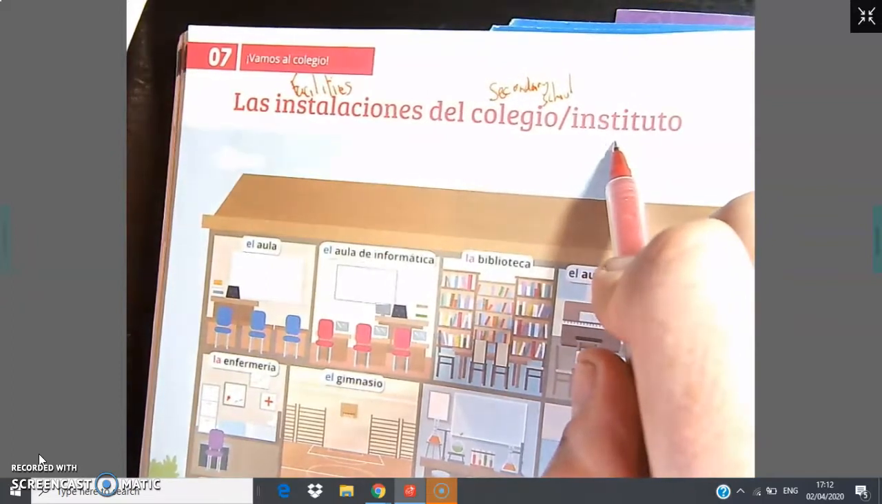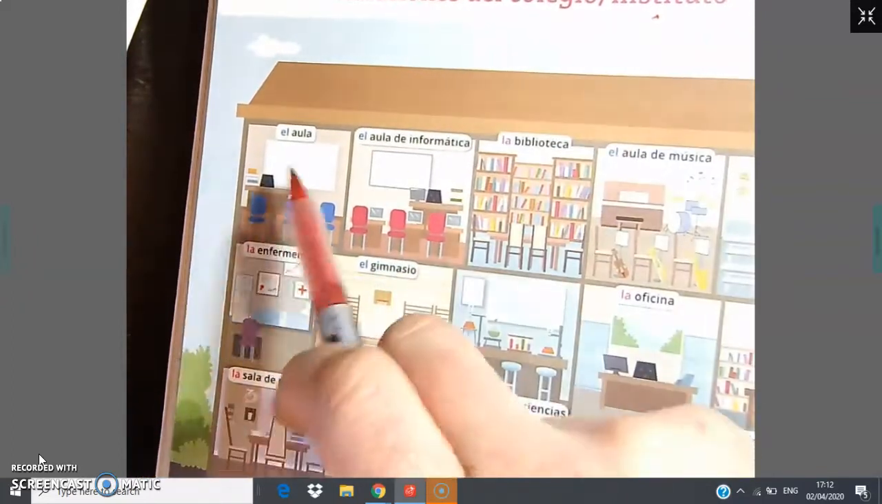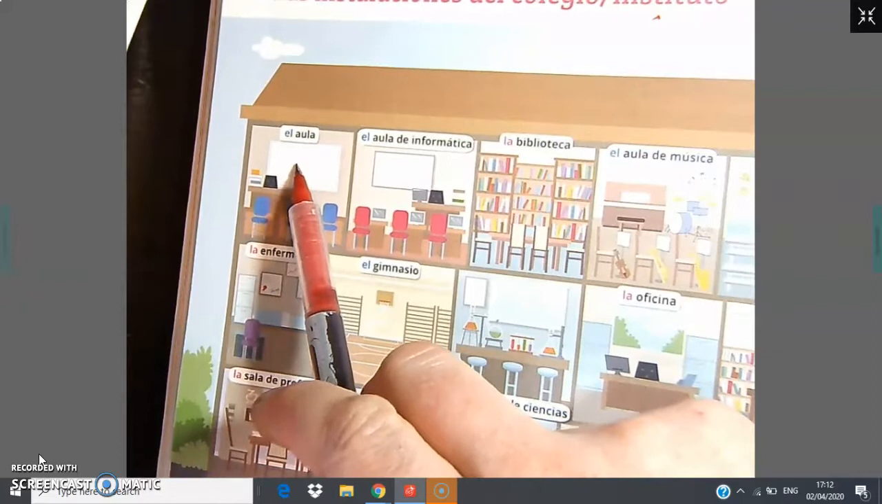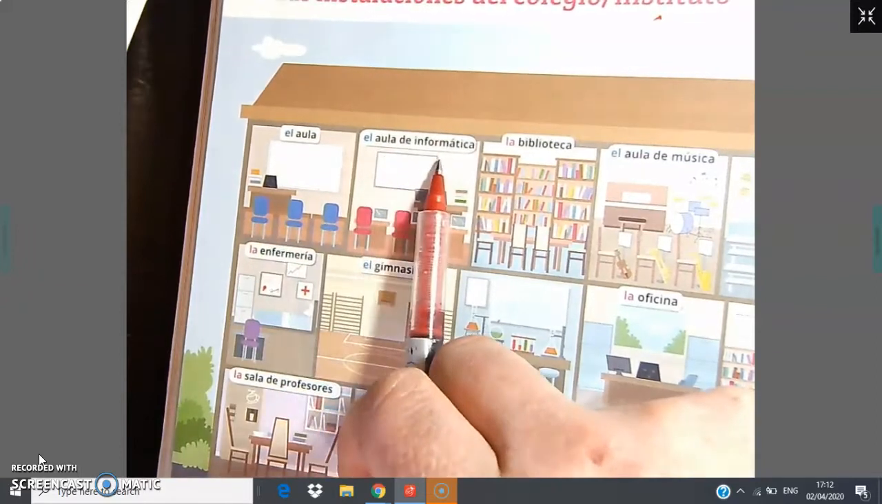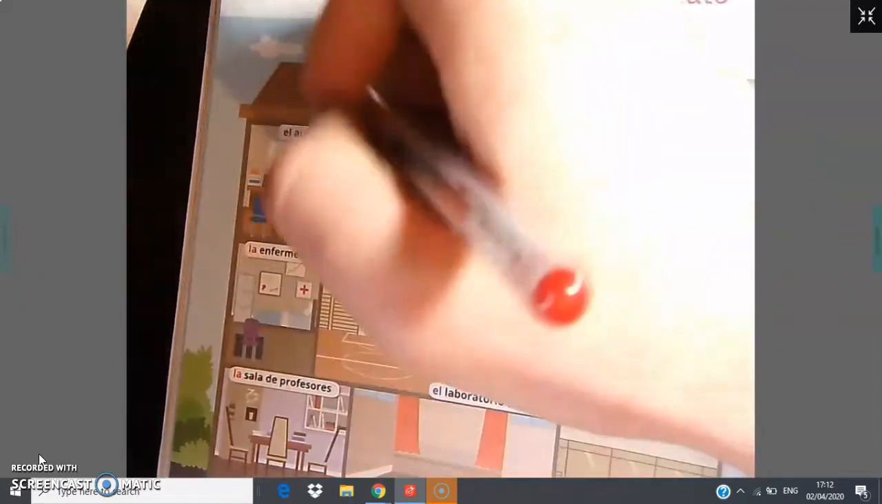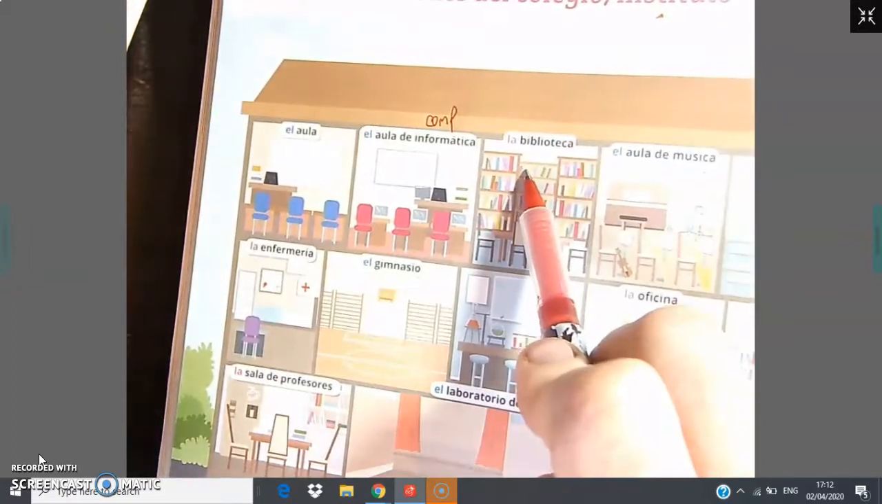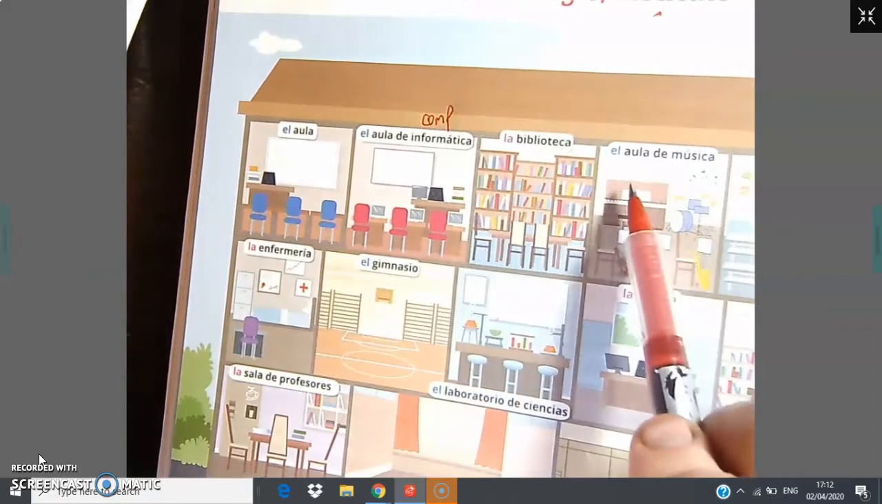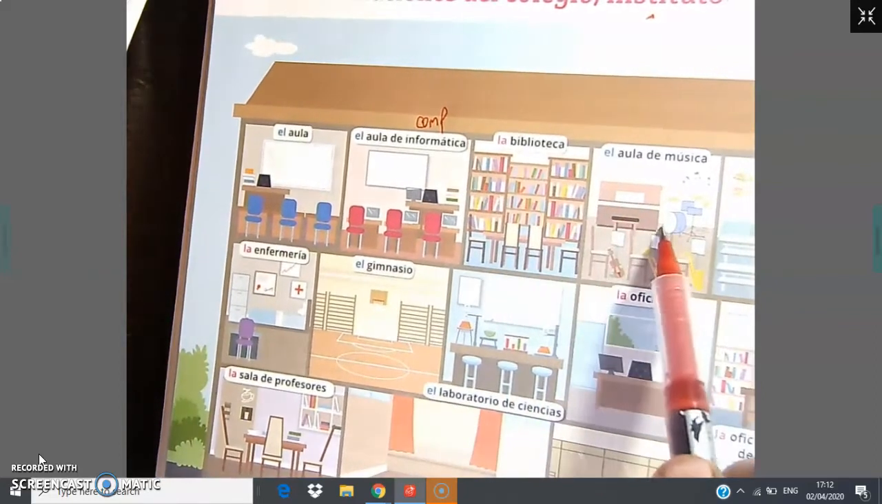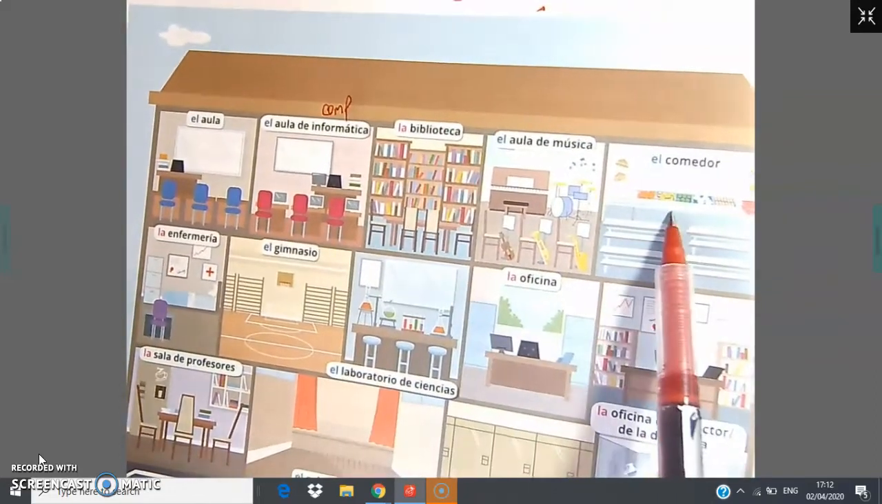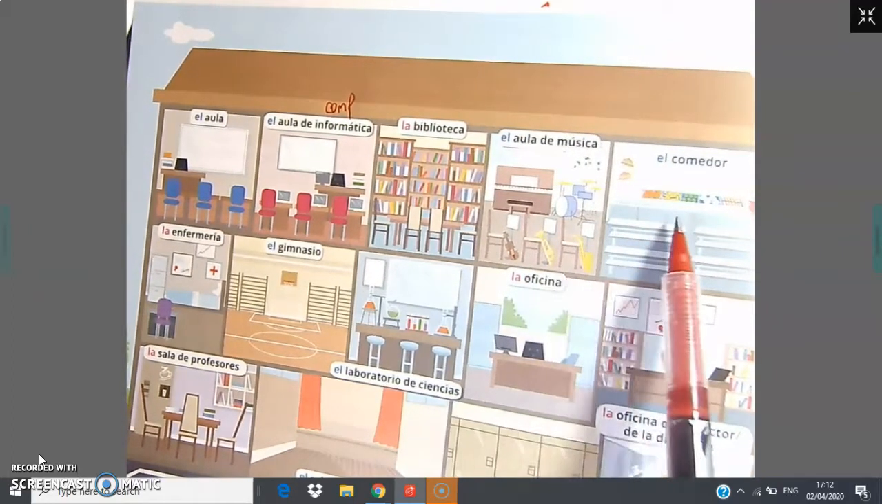Instituto is just another way of saying secondary school, okay? The first one we've got here is el aula, so that is your classroom. El aula de informática is your computer room. Then we've got la biblioteca, which is your library. El aula de música is your music room. And the last one we've got here is el comedor. El comedor is your dining room, okay? That's the first couple.